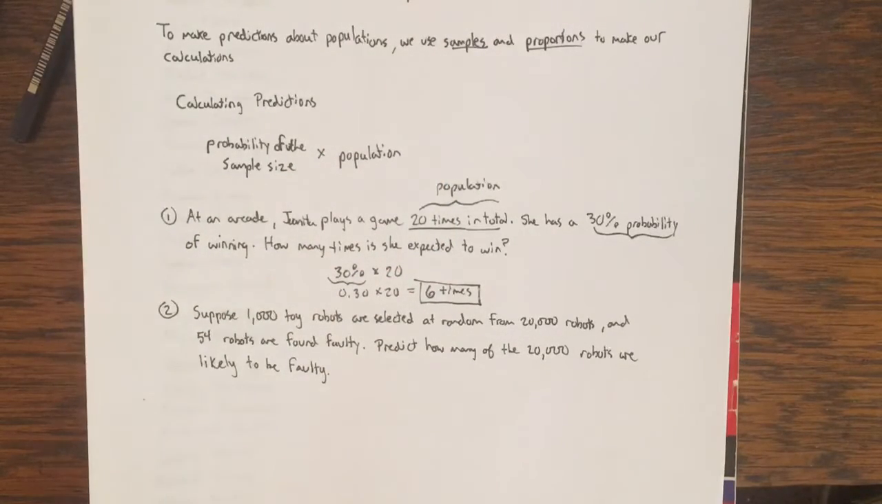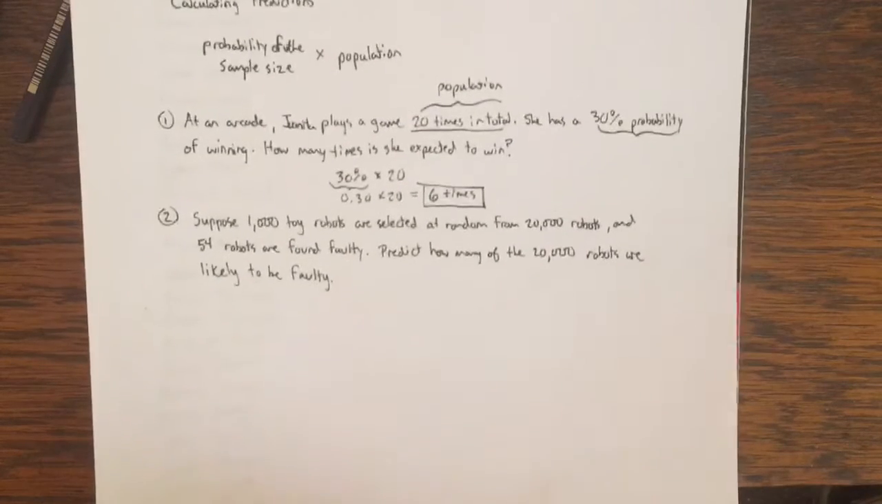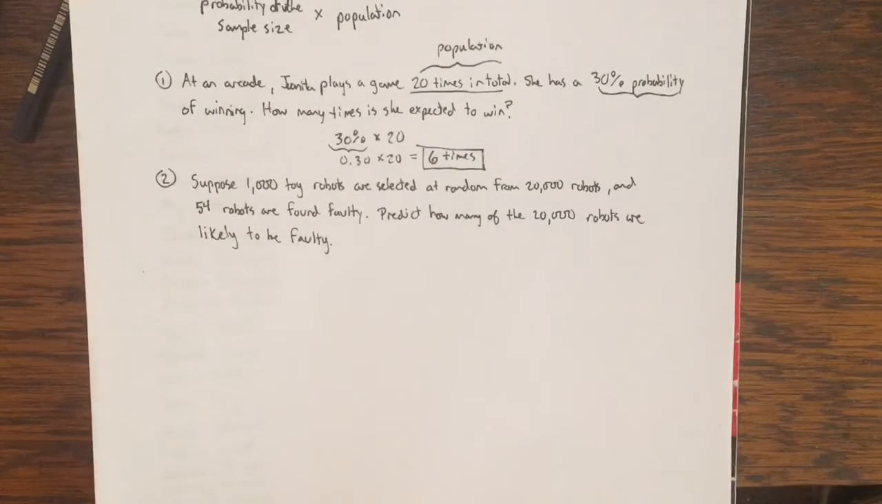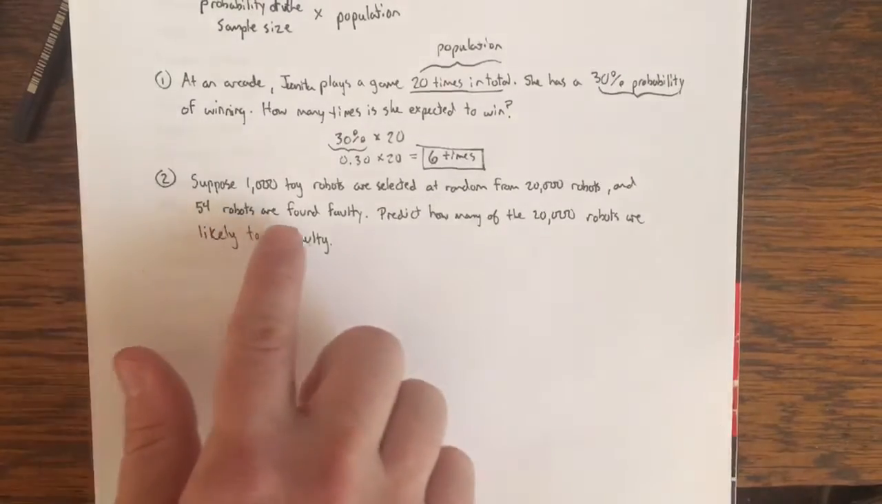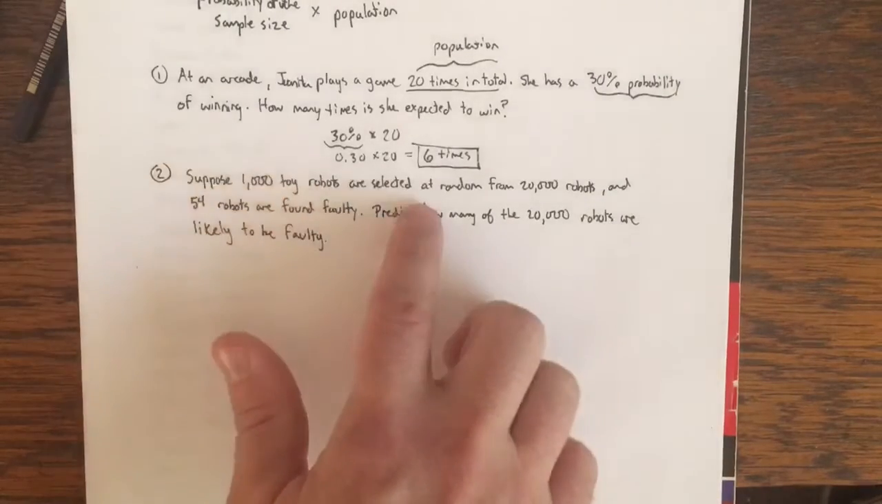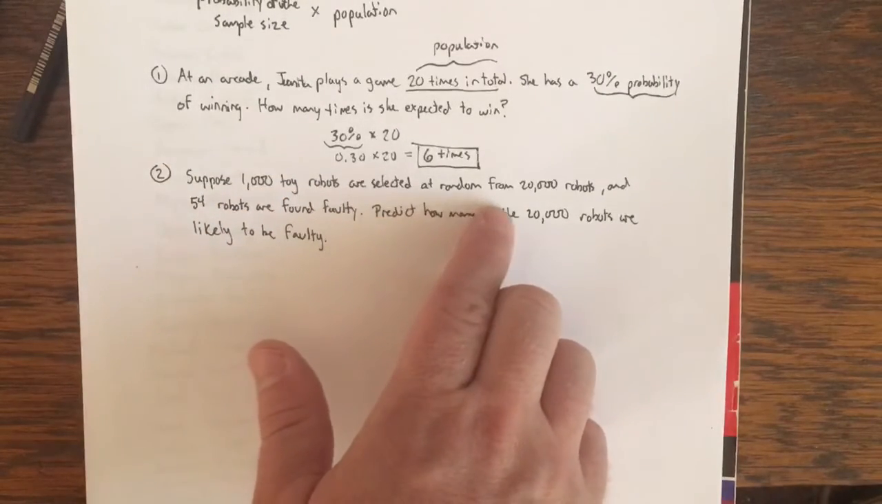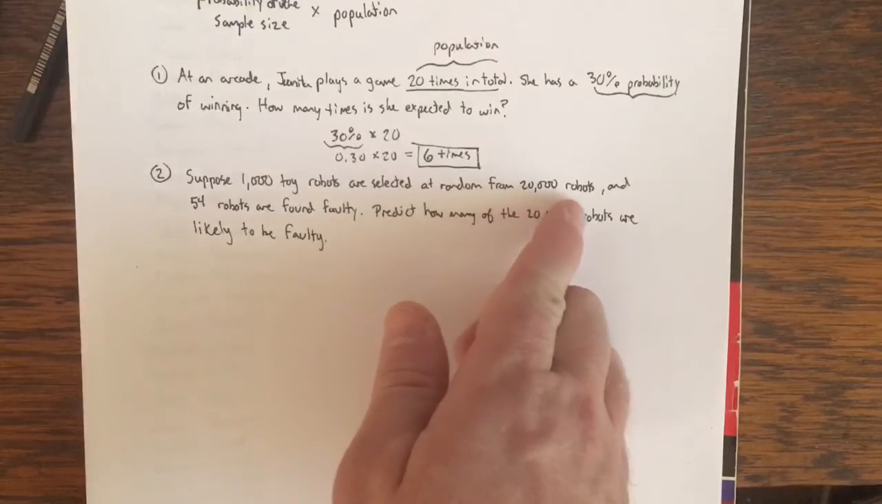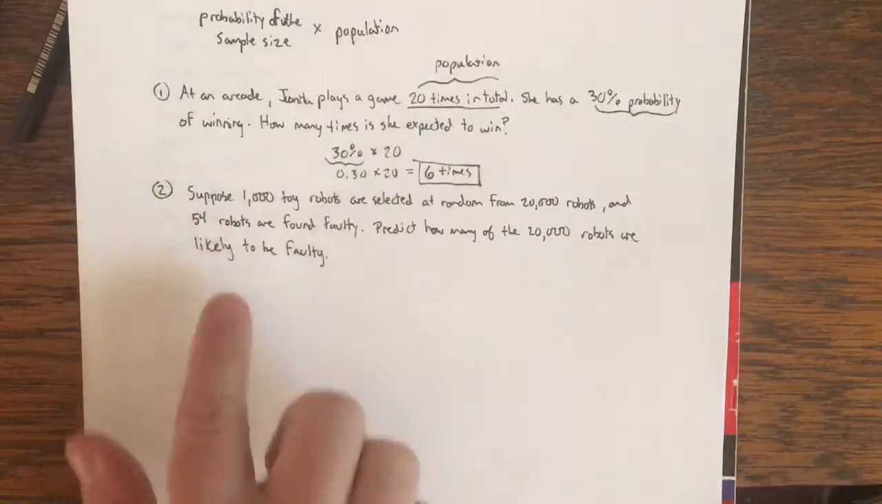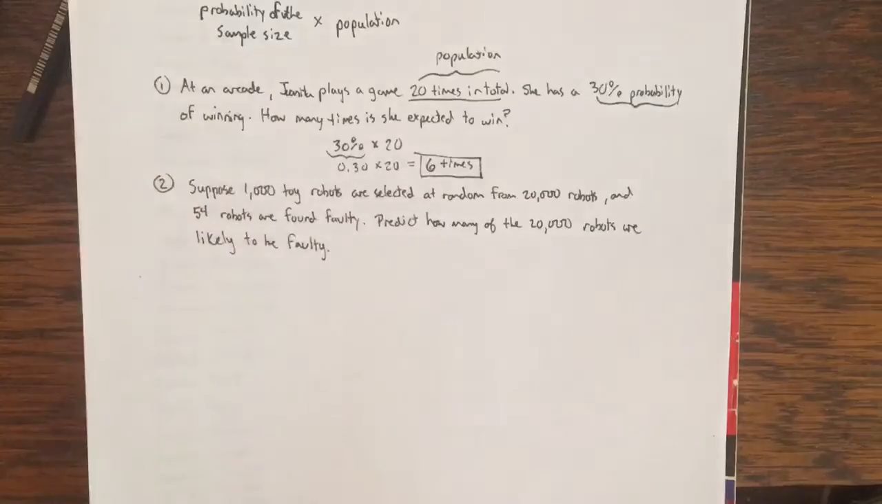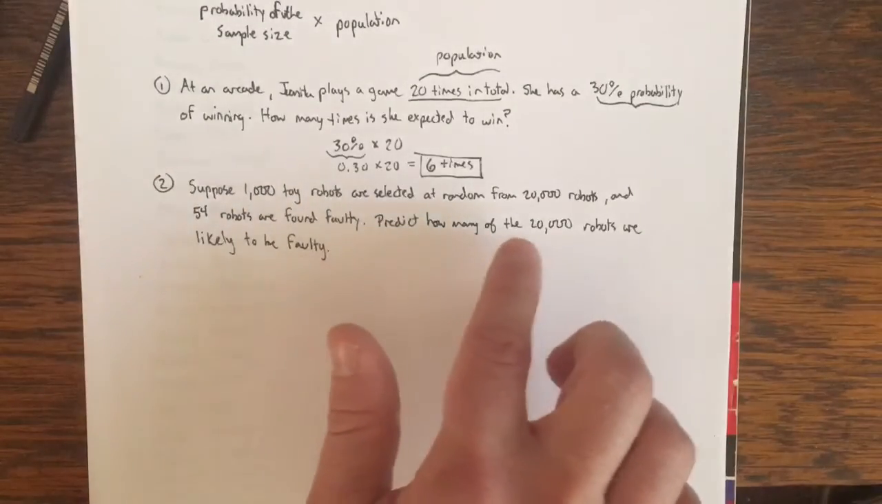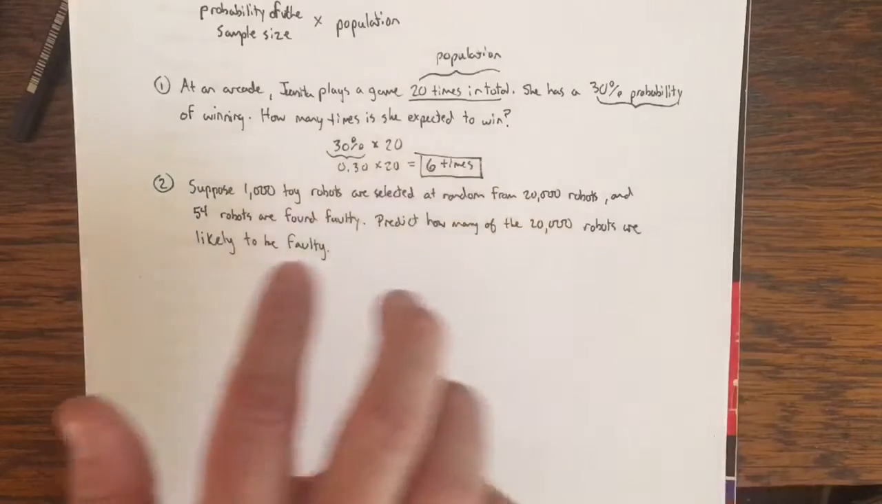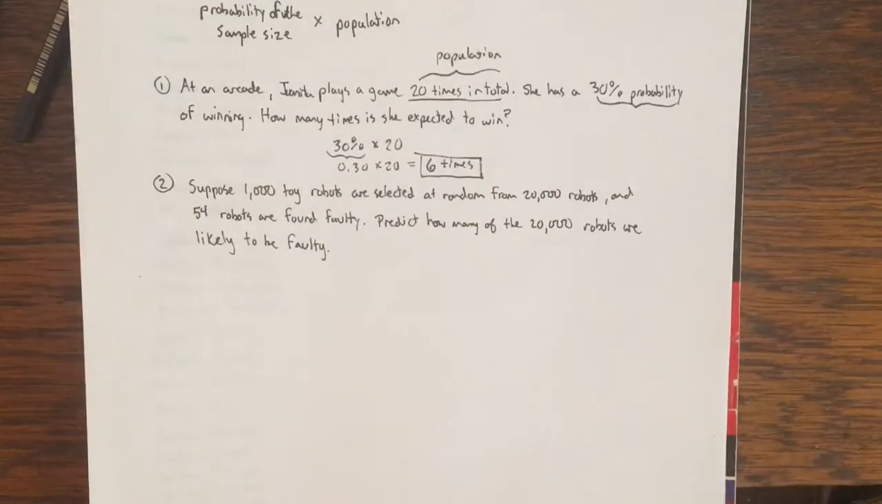Now let's take a look at problem number 2 down below. This one's set up a little bit differently, and some word problems are like this. So make sure you listen and pay attention closely. Suppose 1,000 toy robots are selected at random from 20,000 robots, and 54 robots from the sample size are found faulty. Predict how many of the 20,000 robots are likely to be faulty.